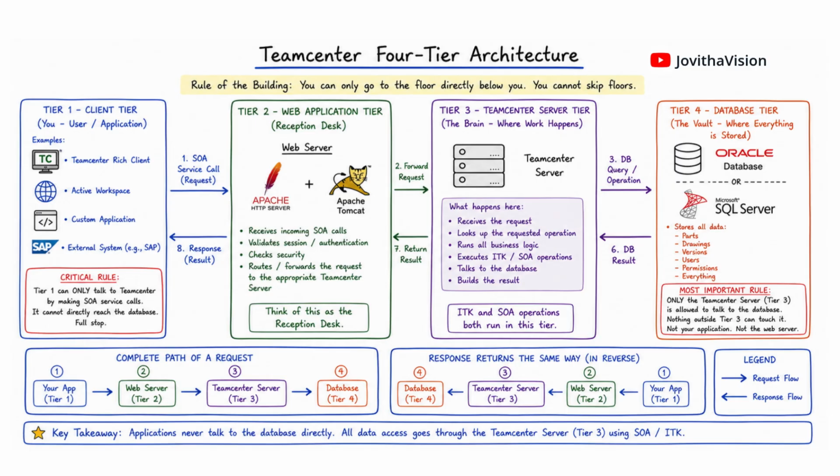So the complete path of a request is your app in Tier 1, web server in Tier 2, Teamcenter server in Tier 3, database in Tier 4. And the response comes back the same way in reverse.